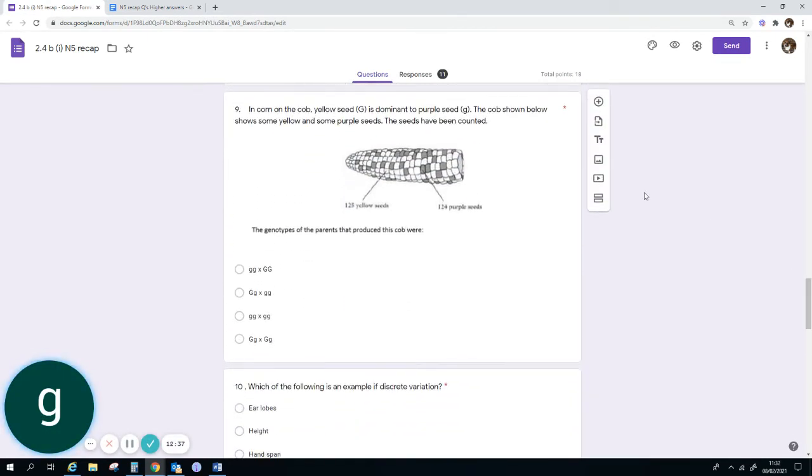So in corn, yellow seed is dominant to purple seed. So this cob shows a few yellows and a few purples. The seeds have been counted. So each of the seeds is an independent individual. The genotype of the parents of the cobs.